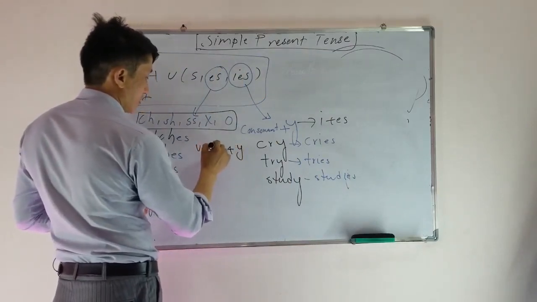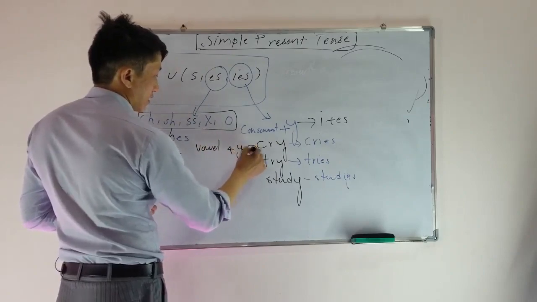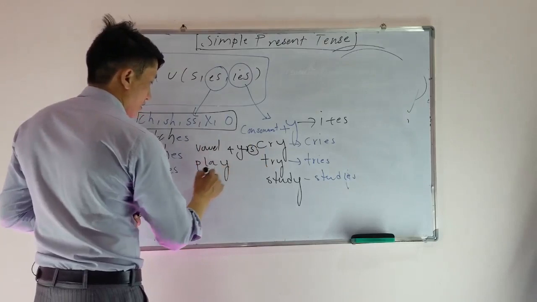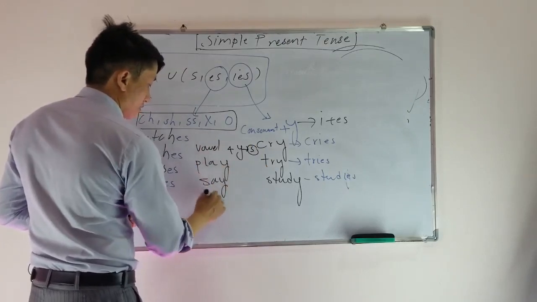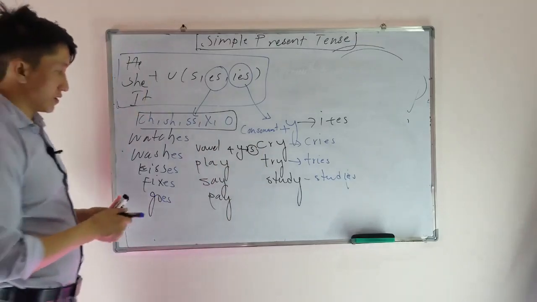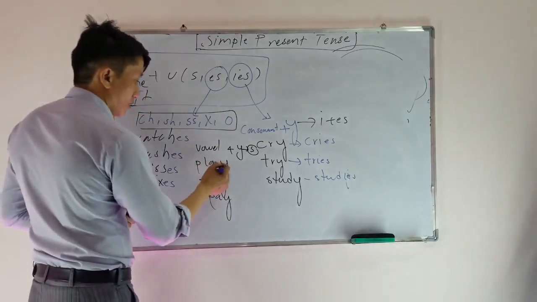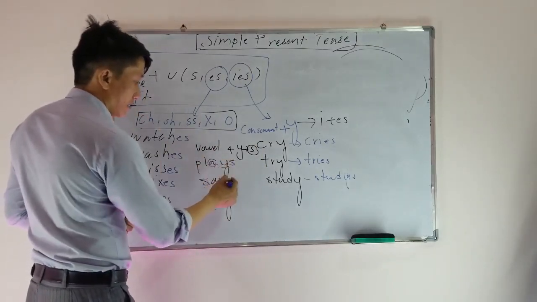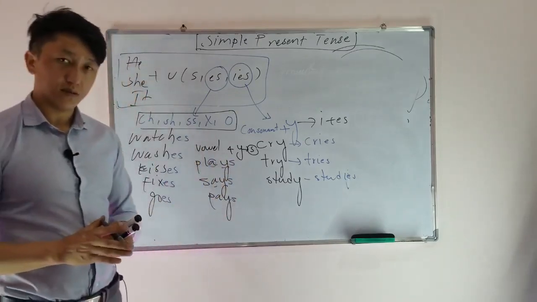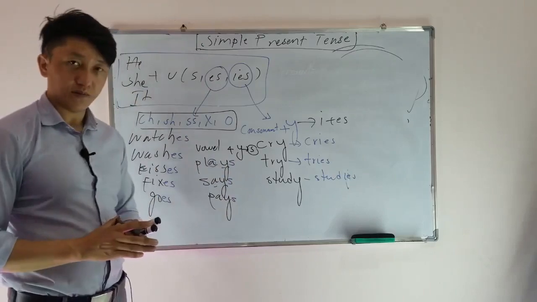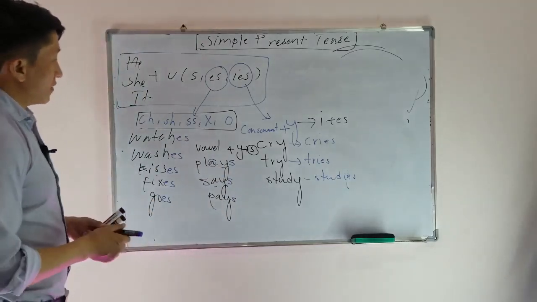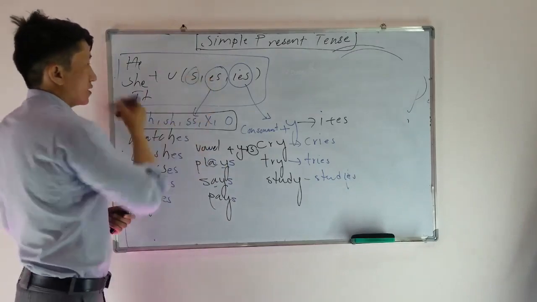But if a verb finishes with y and before y we have a vowel sound, we just add s. For example, play, say, pay, enjoy, and so on. Or obey, it finishes with y. Before y we have a vowel, so we add just s. Plays, says, pays, obeys. Now the rest of the verbs take s.